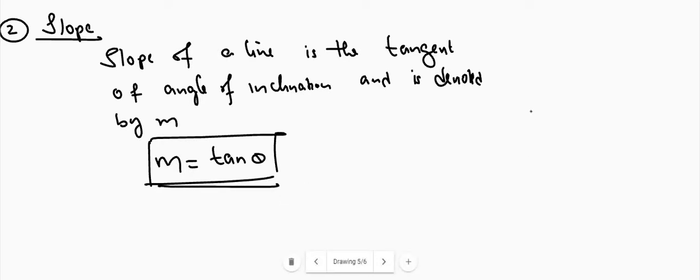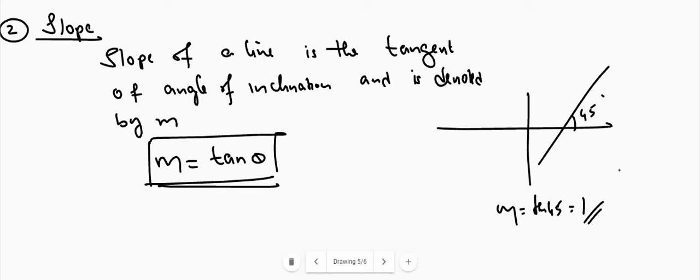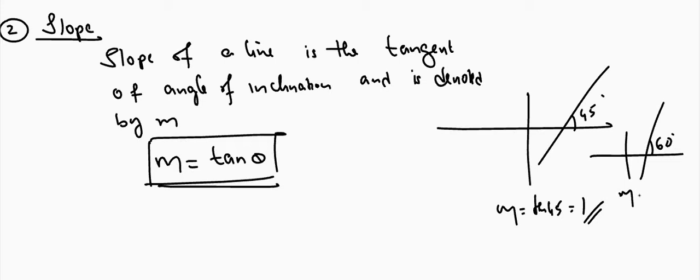If a line is inclined at an angle of 45 degrees, what is its slope? Then slope m is equal to tan 45. We get the answer as 1. If the angle of inclination is 60 degrees, then the slope m is equal to tan 60, which is root 3. If it is 30 degrees, then it will be 1 by root 3.